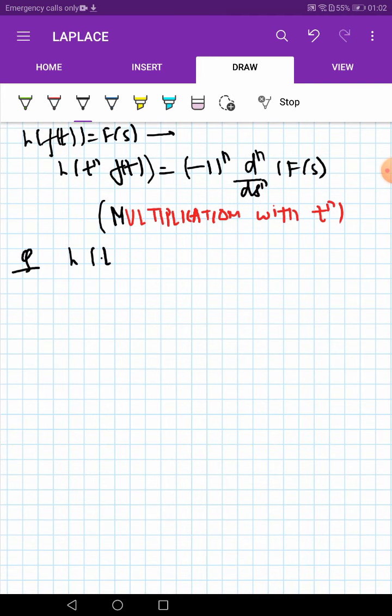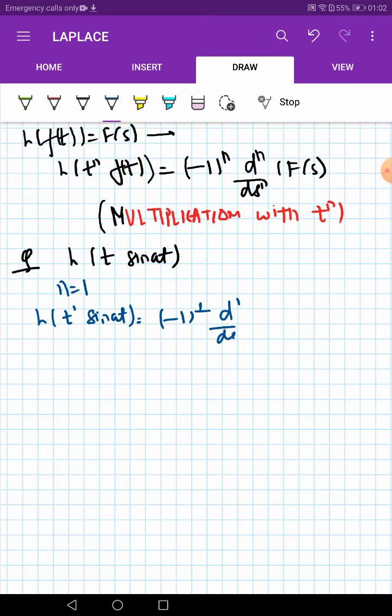So L of t sin at. This is in the form of multiplication with t power n, where n is equal to 1 here. We know the formula: L of t power 1 sin of at will be equal to minus 1 power n d^n by ds^n F of s. So n is 1 here, so minus 1 power 1 d by ds of F of s. What is the Laplace transformation of sin at? It is a by s square plus a square.